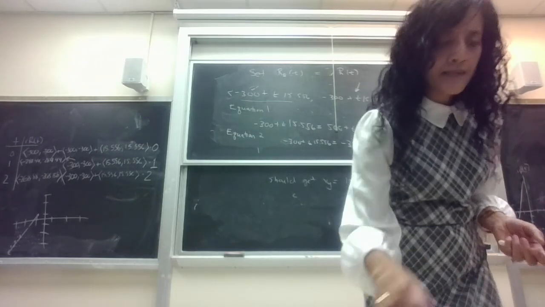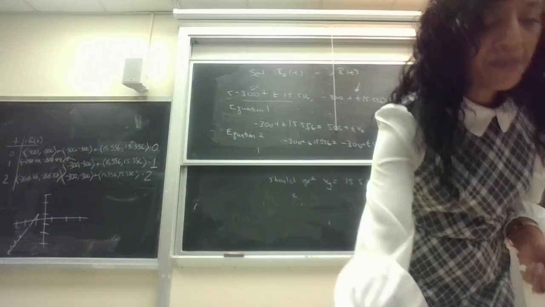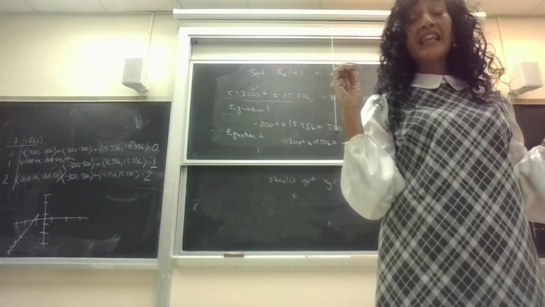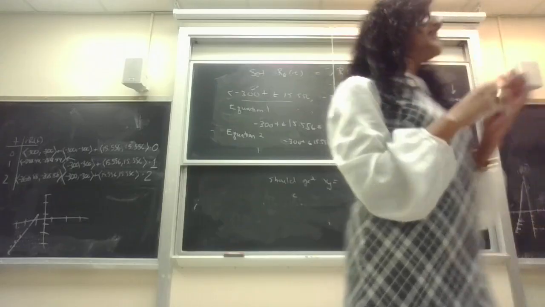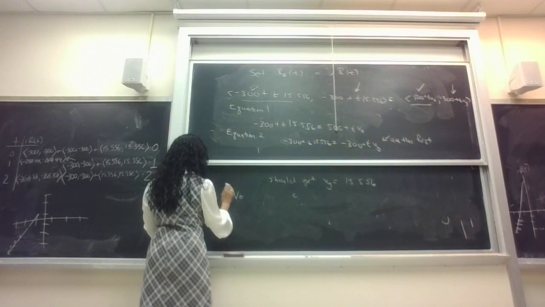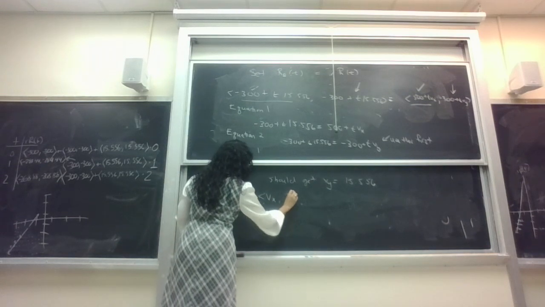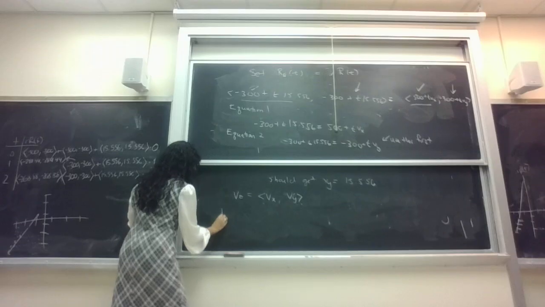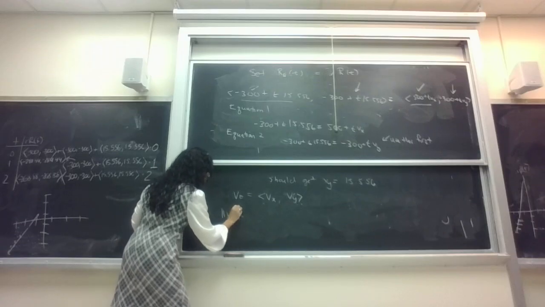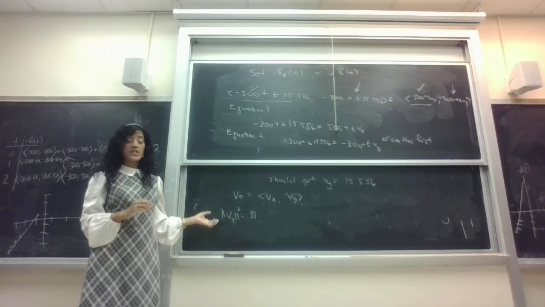And then they told you that your speed is constant. The magnitude of your speed is constant. That's what they gave you. So what that means is that your vector VE, which equals, this is the information they gave you, has to be equal to 31. That's the information they gave you.